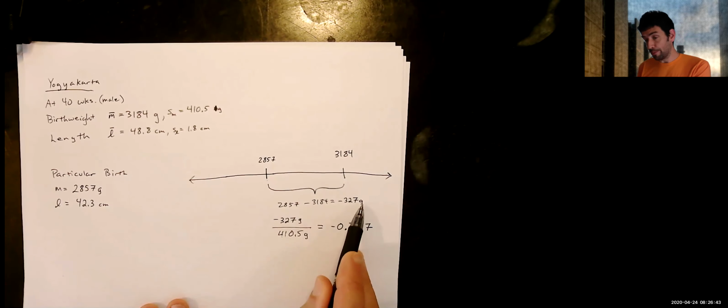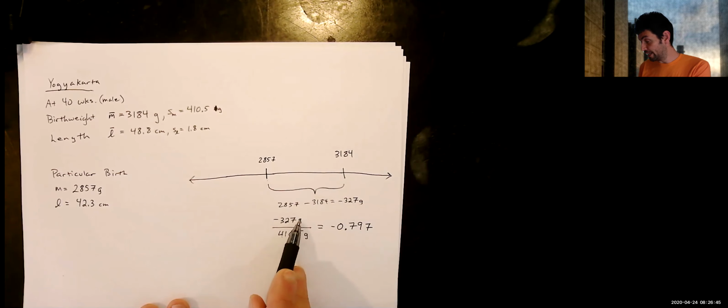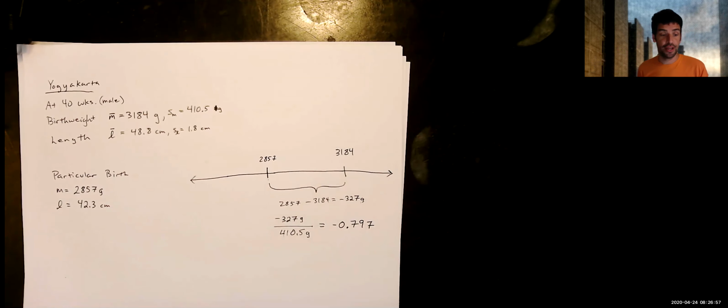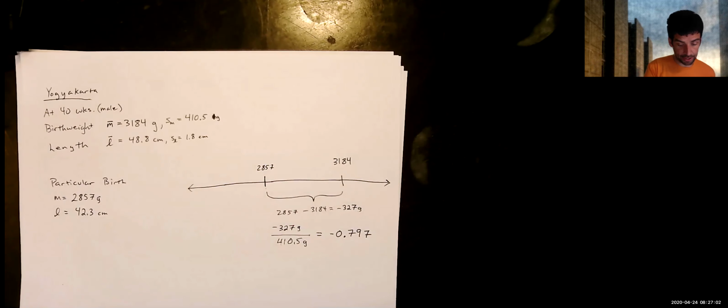Notice also, this is why I put the units in again. We're dividing grams by grams. There's no units on this thing. It's just a number. Right? It's not some number of things other than standard deviations. It's just counting standard deviations. This is how many of them there are. In other words, there's another way we can think about this.